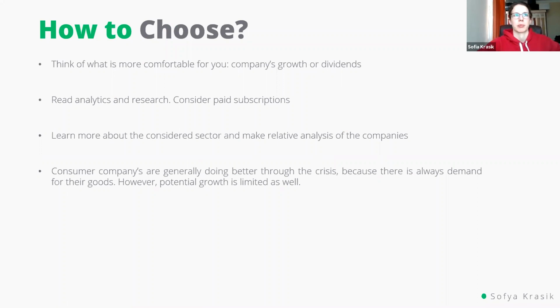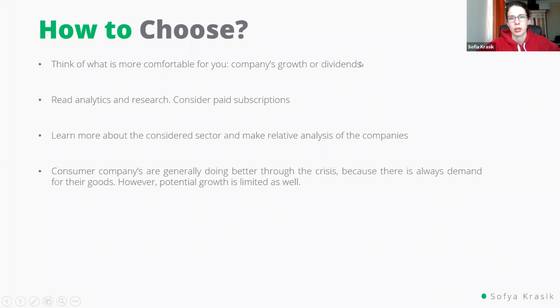So how to choose the stock? It was a popular question, by the way, in the Google form that I posted in the Telegram chat. So how to choose stock for your portfolio? Once again, there could be no universal advice, but first of all, think of what is more comfortable for you. You may choose stocks which you expect to grow in price, or you may choose stocks which may not grow in price so much, but may pay high dividends, for example.